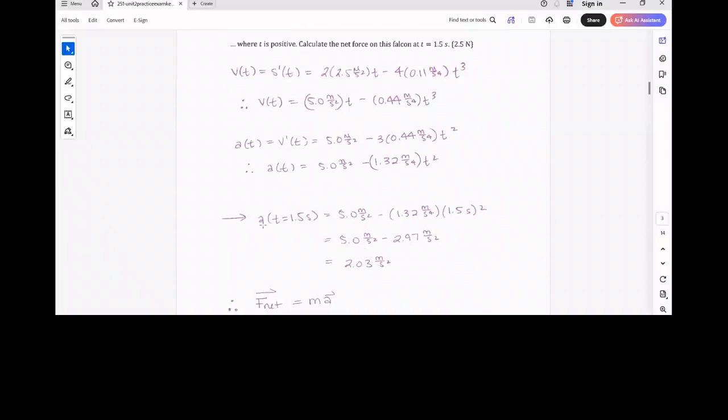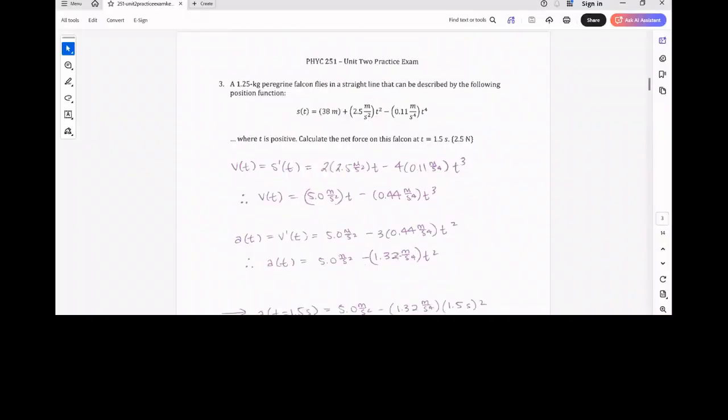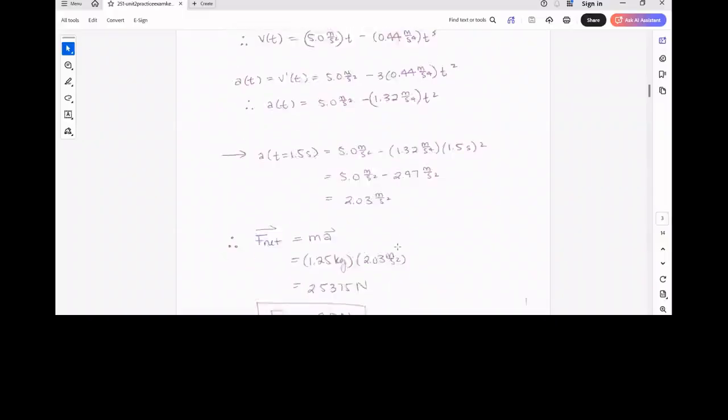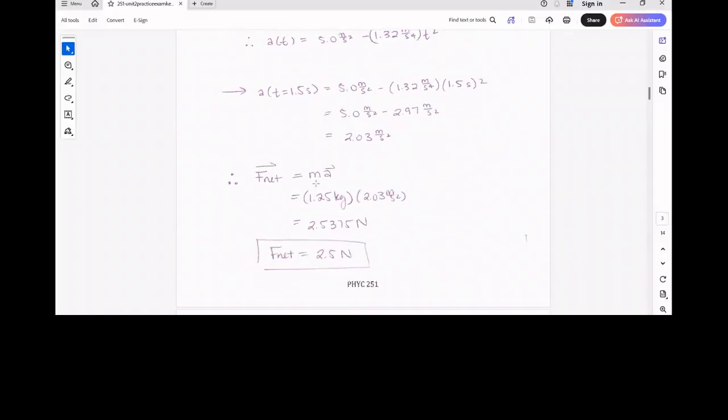Now, the time we're given is 1.5 seconds. We can plug that into our acceleration function to get the acceleration value at 1.5 seconds. And what we end up with is 2.03 meters per second squared. And now, since we know the mass of the falcon, we can use Newton's second law. If F net is equal to mass times acceleration, and we know the acceleration at t equals 1.5 seconds, the net force at t equals 1.5 seconds will just be m times a. So 2.5375 newtons, which becomes 2.5 newtons when we apply the appropriate number of sig figs.